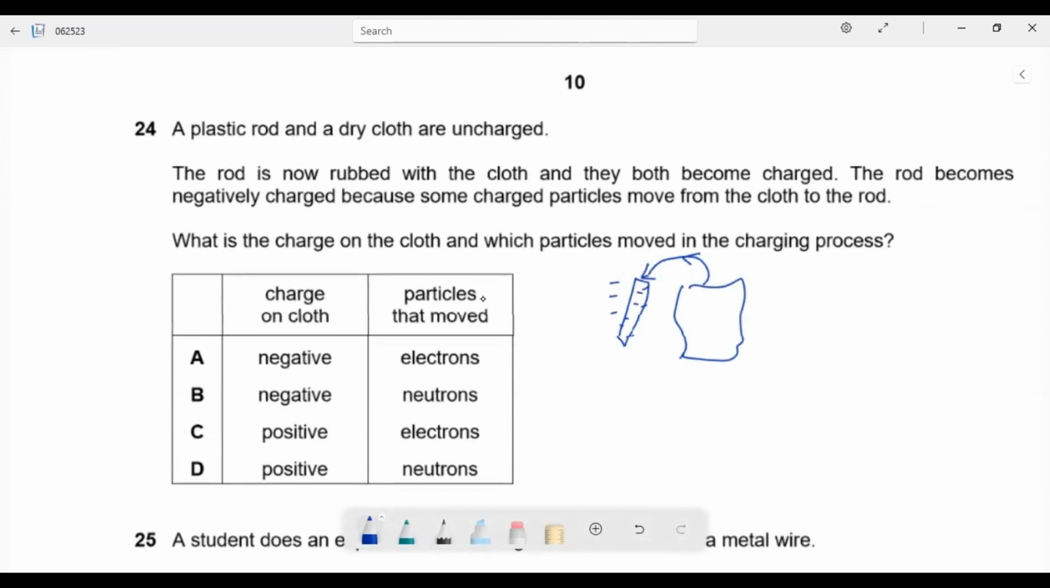What is the charge on the cloth? Which particles moved in the charging process? So here the rod is negative, no? So electrons have been moved from cloth to rod. And the remaining, the charge here will be positive. The cloth will remain positive and the particles moved are electrons. So here the right choice is C, positive, electrons.